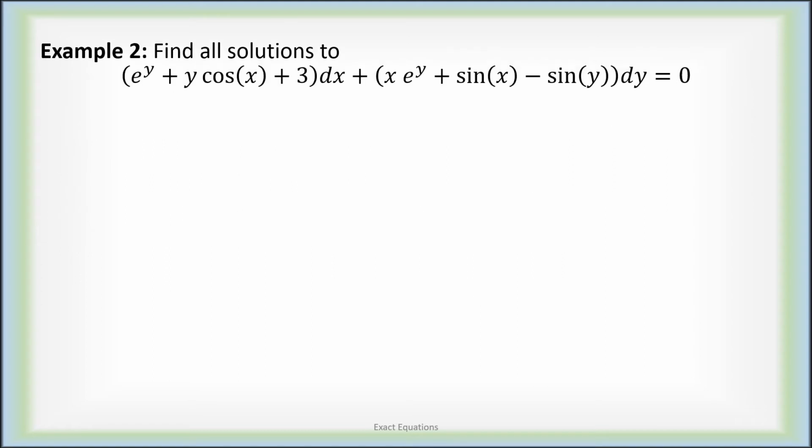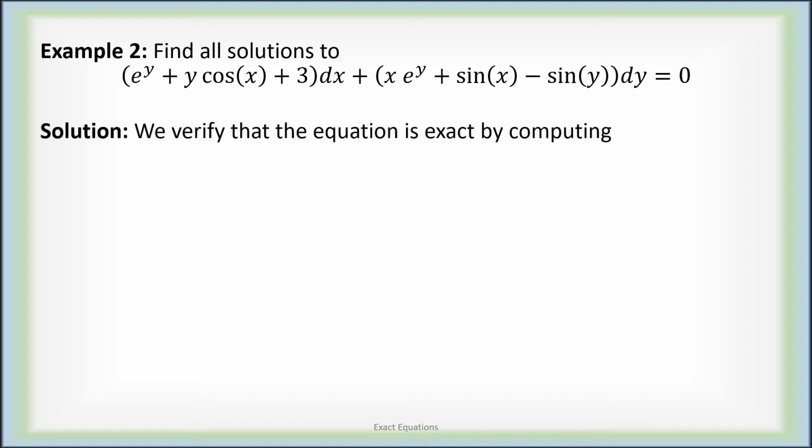Let's go ahead and take a look at a second example. And this one looks a bit nastier. e to the y plus y cos x plus 3 dx plus x e to the y plus sine x minus sine y dy all equals 0. Well, step 1 is again verify that it's exact. Take a y partial of the thing multiplied by dx, compare it to the x partial of the thing multiplying dy. So first let's take d by dy of e to the y plus y cos x plus 3.